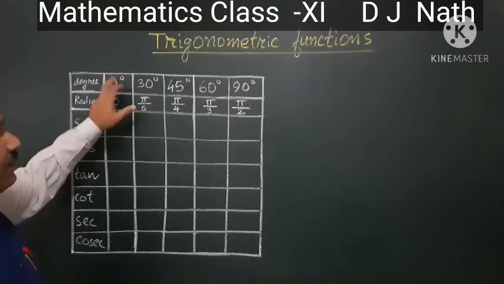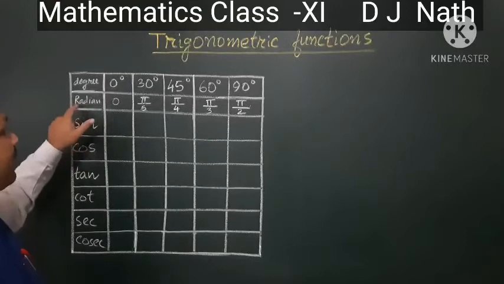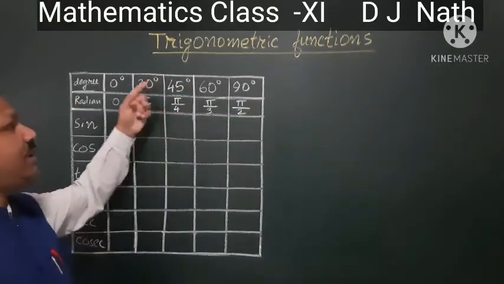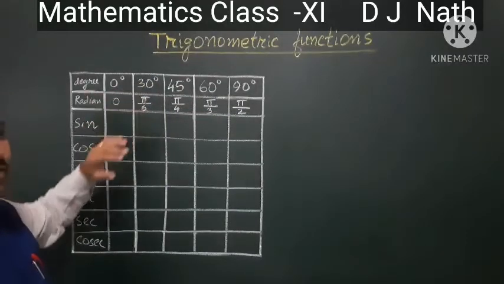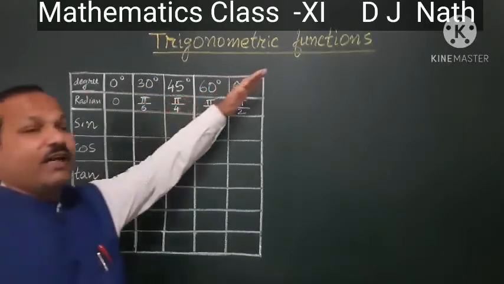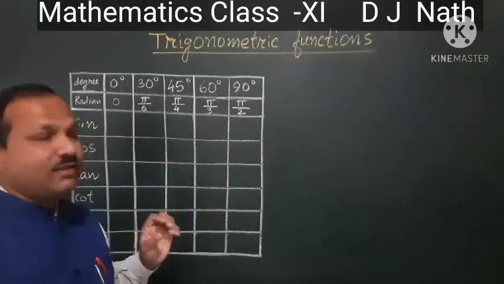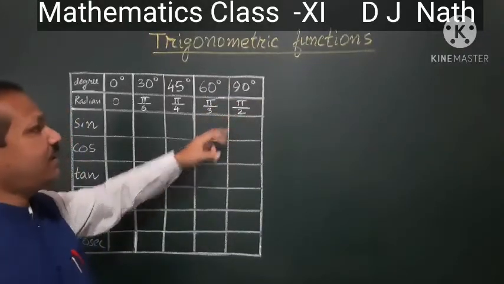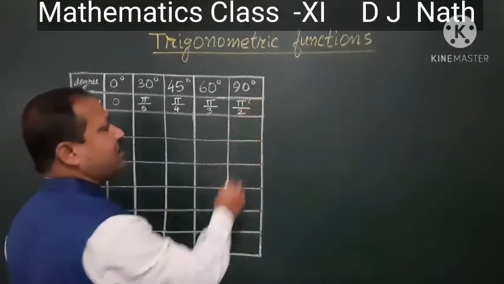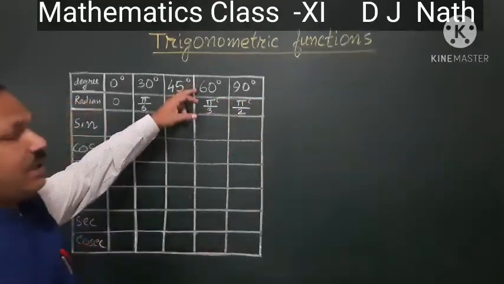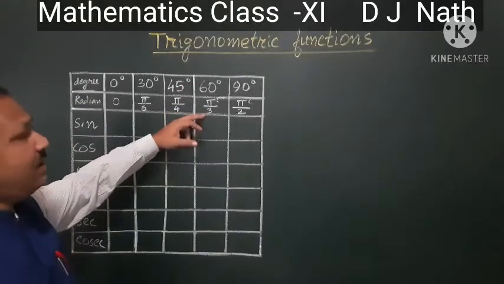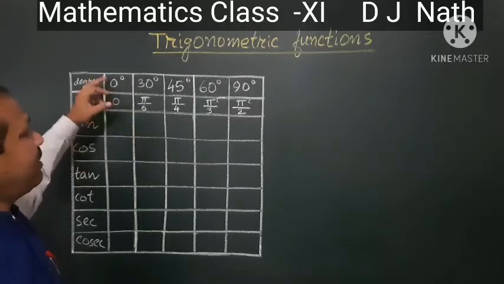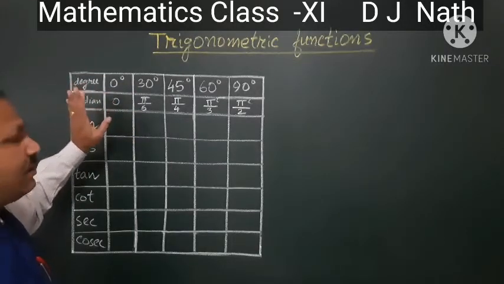Say sine 0 degree. Here I have written in terms of radian because in the previous video we have seen how degree and radian measure we can convert. Because 180 degree is pi radian, so 90 degree will be pi by 2 radian. We can give 60 degree as pi by 3, 45 degree as pi by 4, 30 degree as pi by 6 and 0 is 0 radian. Okay.